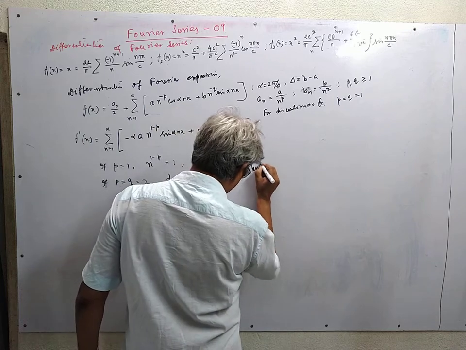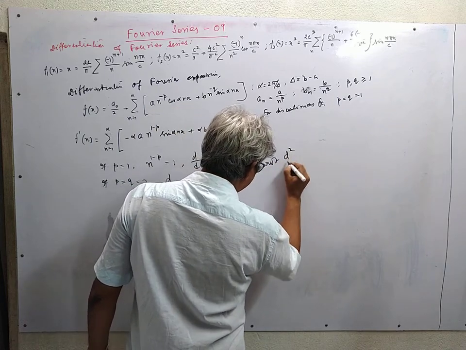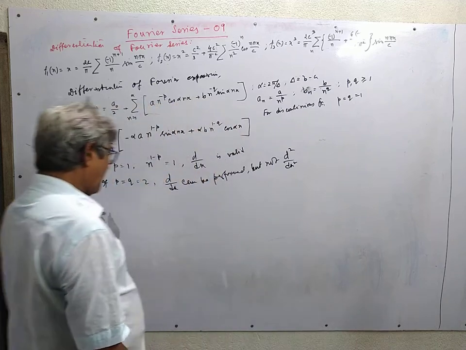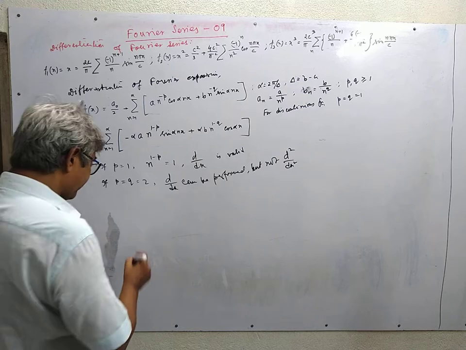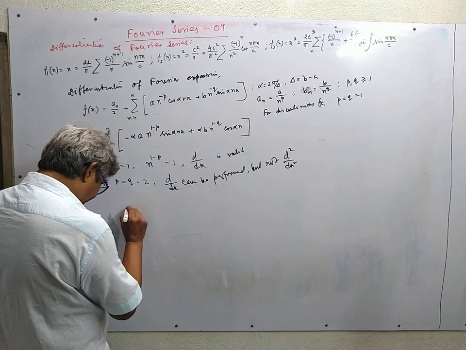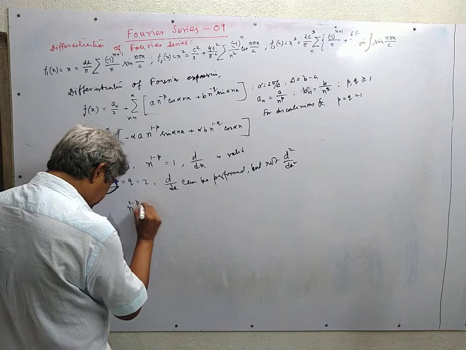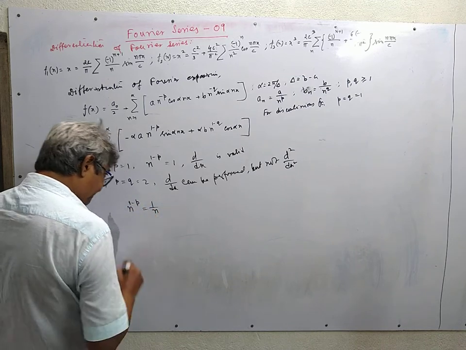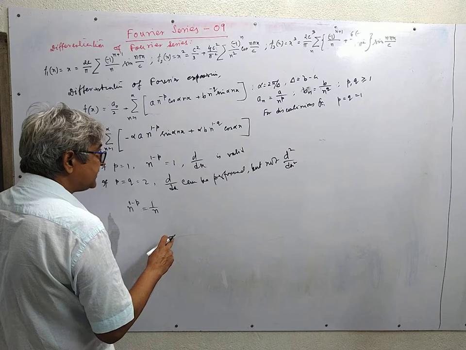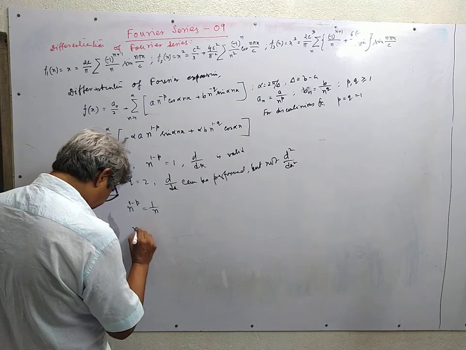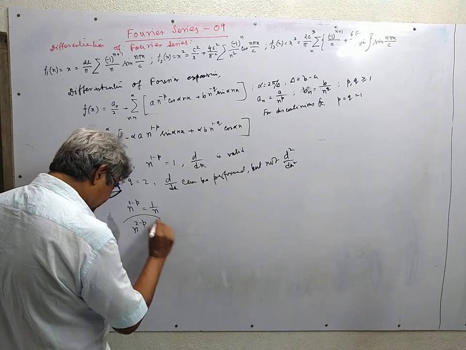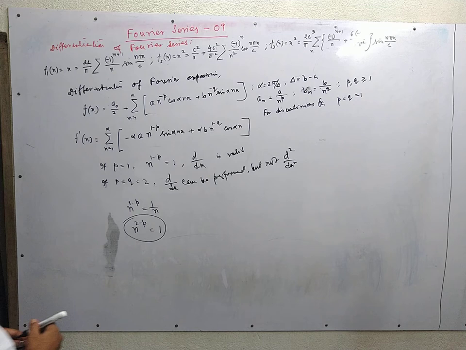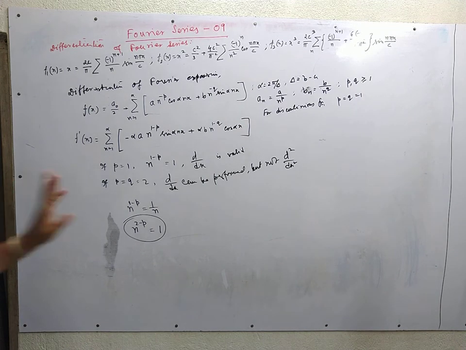but not d2/dx2, because if you differentiate it once, then the term will be n to the power 1 minus p, which is 1 upon n, and if we differentiate it twice, then it will be n to the power 2 minus p, equal to 1, and there is no term which causes the damping, so it is not possible to differentiate such a series twice.